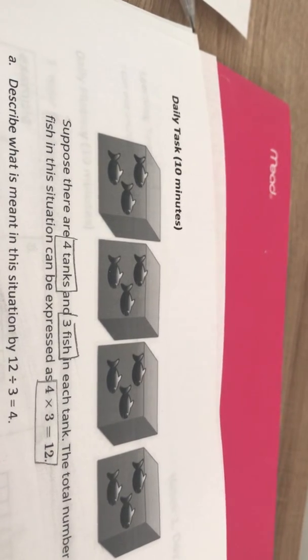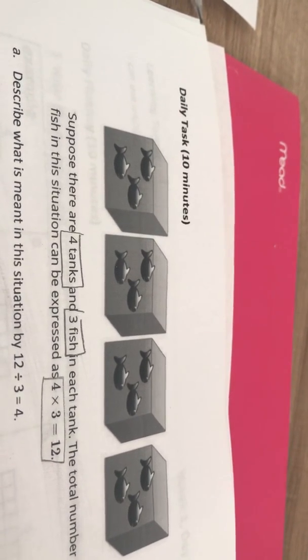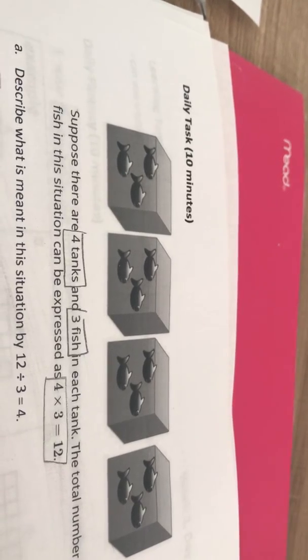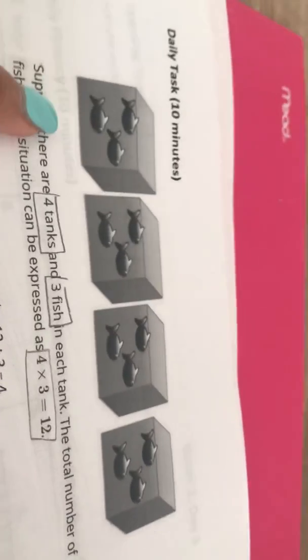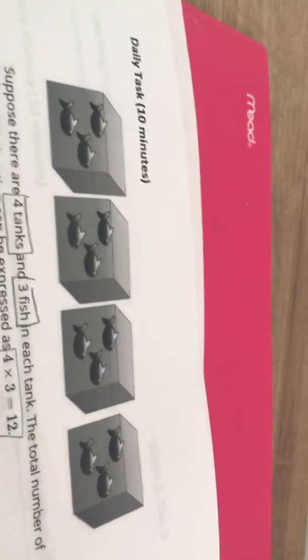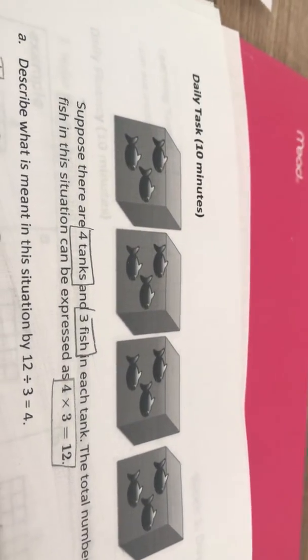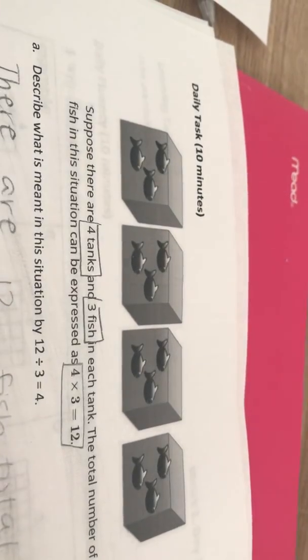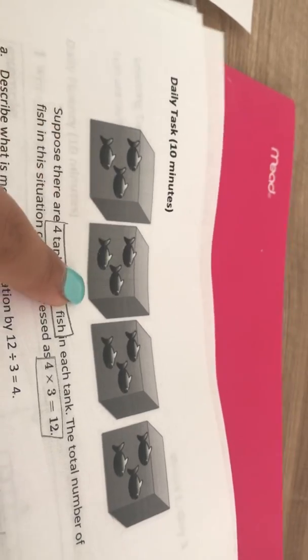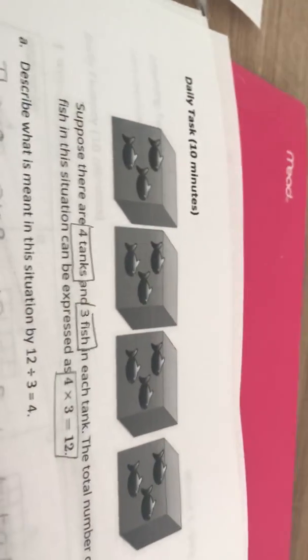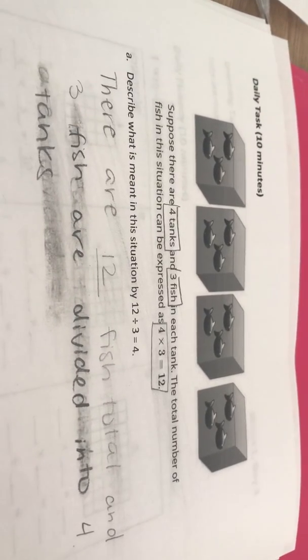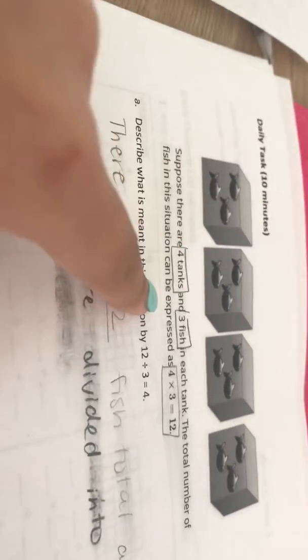So before I started this question, I thought, what does a 12 represent? What's that 12 tell me? Well, the 12 tells me that there's 12 fish altogether. The 3 means that there are 3 fish divided into how many tanks? 4. So that gives me that 4. 1, 2, 3, 4. There's 4 tanks. So I just wrote that out. There are 12 fish total, and 3 fish are divided into 4 tanks. So I basically just wrote out the division problem, but I just explained what each of those numbers are.